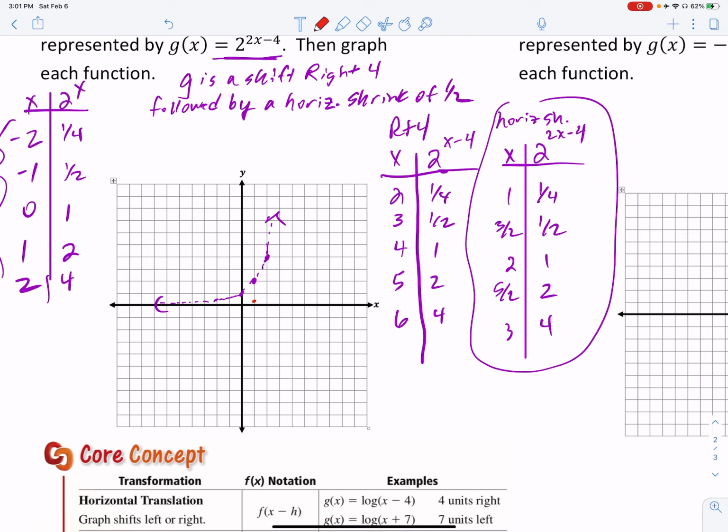At 1.5, we're at 1/2. At 2, we are at 1. 2.5, we are at 2. And at 3, we are up at 4. So here is my function g, and here is my parent function f. So both of them have a horizontal asymptote of the x-axis, y equals 0, and both their domains are negative infinity to infinity, and their ranges are 0 to infinity.